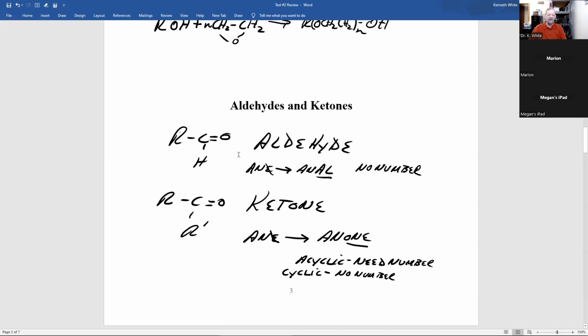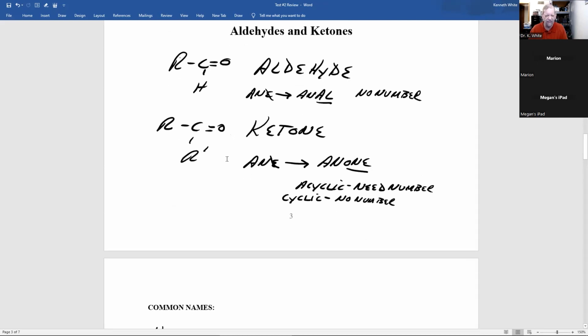All right, what's an aldehyde? It's a carbonyl, carbon double bond to oxygen with a hydrogen and R group. How do you name it? You find the longest chain that includes the carbon double bond to oxygen. Name it as an alkane. Drop the E, add Al. No number, because the carbon double bond to oxygen in an aldehyde is always number 1, and you don't have to put that down because everybody knows that.